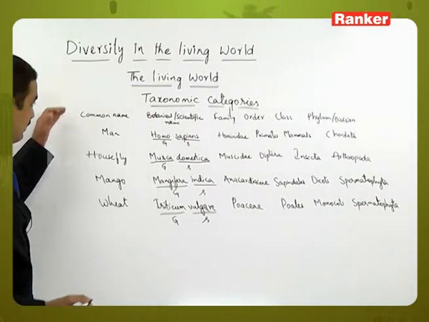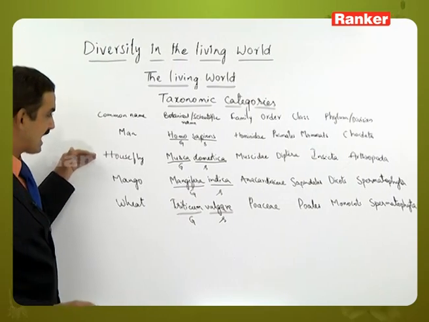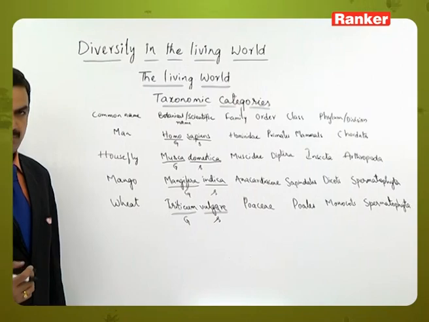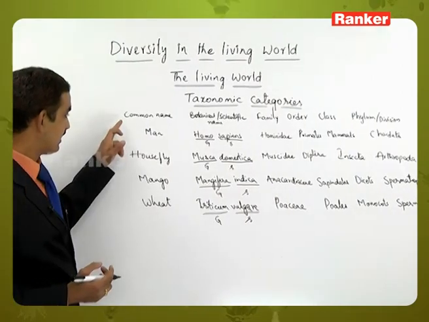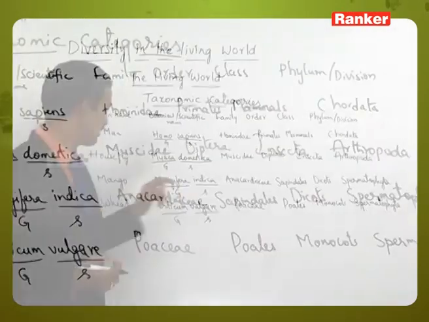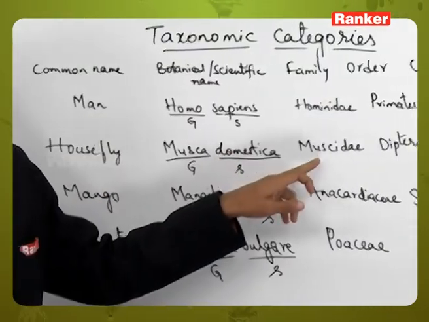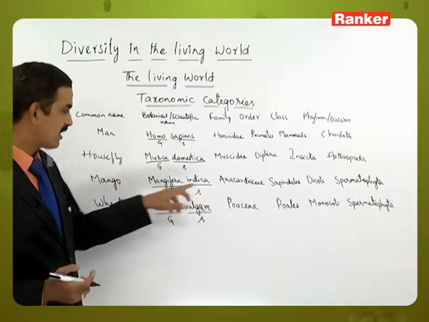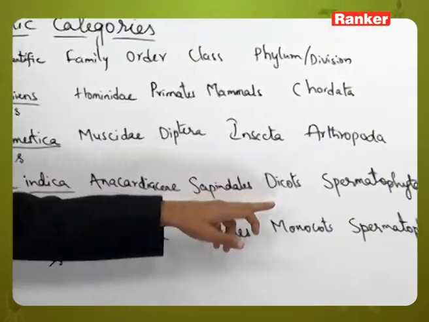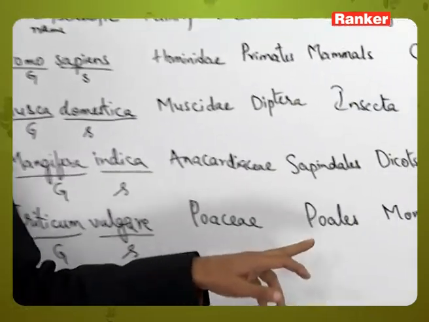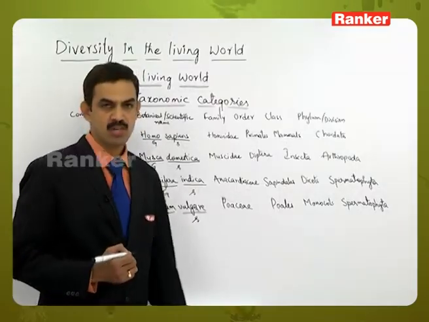These are some of the examples that have been taken to show the various hierarchies which are part of the classification. That is man, Homo sapiens, Hominidae, Primates, Mammals, Chordata; housefly, Musca domestica, Muscidae, Diptera, Insecta and Arthropoda; mango, Mangifera indica, Anacardiaceae, Sapindales, dicots and Spermatophyta; wheat, Triticum vulgare, Poaceae, Poales, monocots and Spermatophyta.